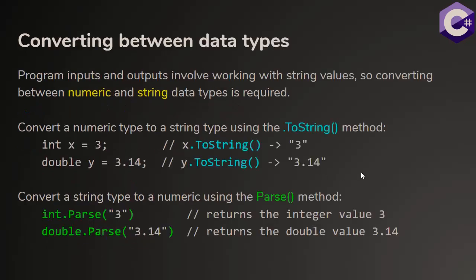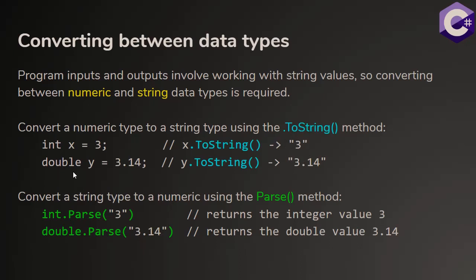So because we are dealing with strings when we do inputs and outputs, we have to learn how to convert between different data types, try to get them to be strings. If I want to convert a numeric type to a string type, I can use the ToString method. So here I have an integer variable x, and I assign it an integer value 3. If I were to use the x.ToString syntax here, this is going to return the character 3, or the string value 3, a printable 3.